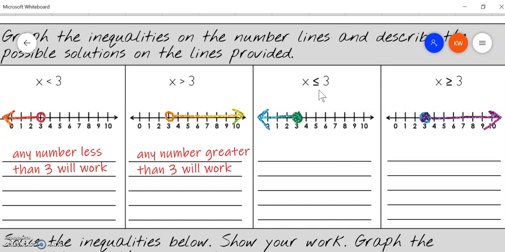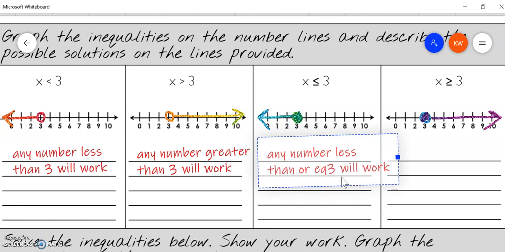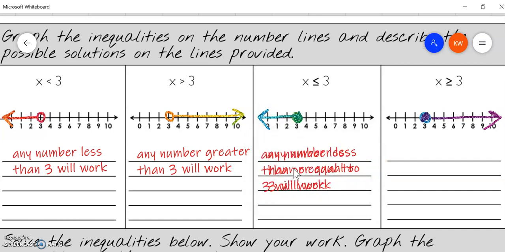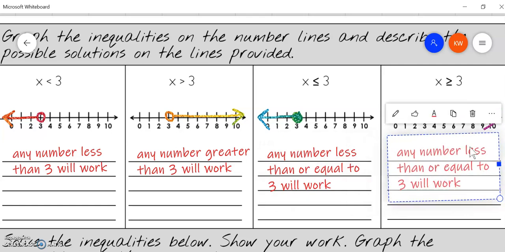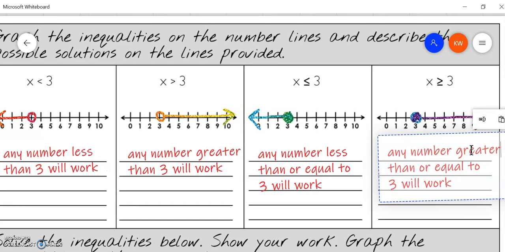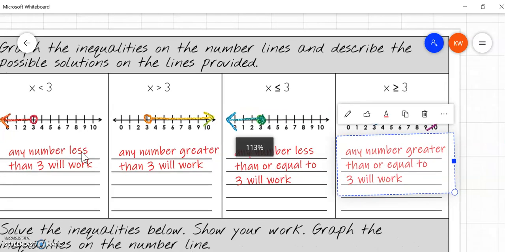Now, for these two, because of this line underneath, that includes 3 in our solution. So, for this one, this is saying any number less than or equal to 3 will work. So any number less than or equal to 3 will work. And then we also have over here, instead of less than, we're having greater than. So these are our 4 particular types of solutions and what these graphs will look like for them.